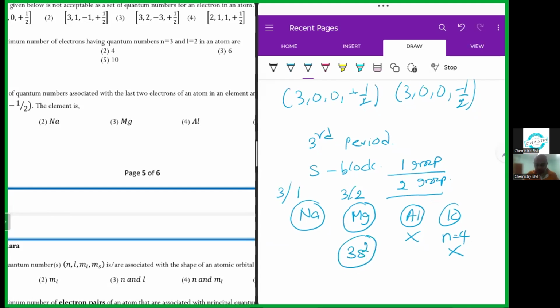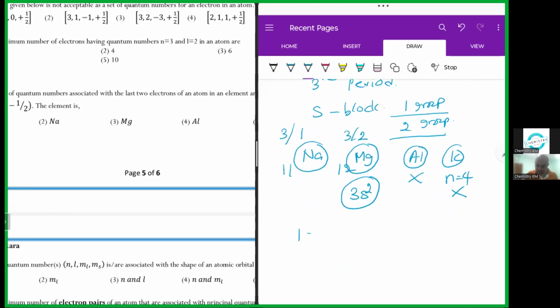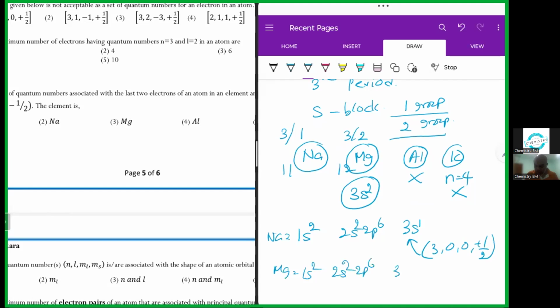For the 3s2 configuration, let's say sodium is 11 and magnesium is 12. Sodium is 1s2, 2s2, 2p6, 3s1. So this is 3, 0, 0, plus half. It has only one electron. This is sodium. Magnesium is 12: 1s2, 2s2, 2p6, 3s2.